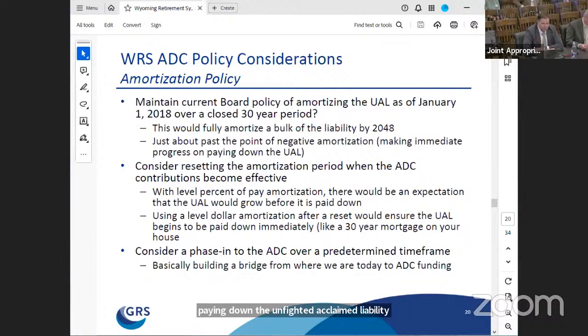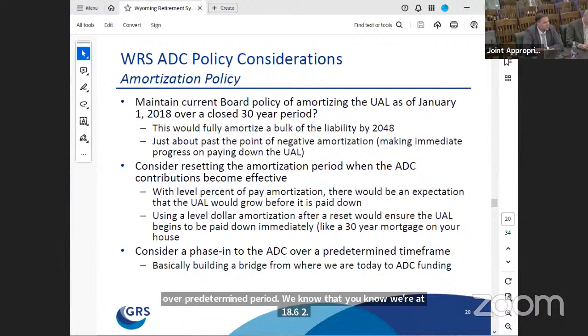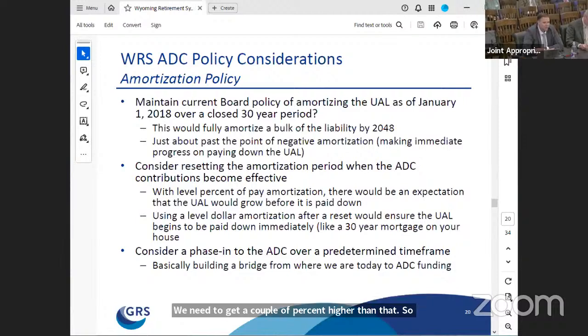The other item, we could consider a phase-in of the ADC over a predetermined period. We know that we're at 18.62. We need to get a couple percent higher than that. So we may not be able to take it all in one bite. And so we could phase into that over a multiple year period.